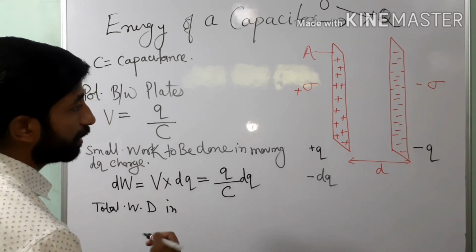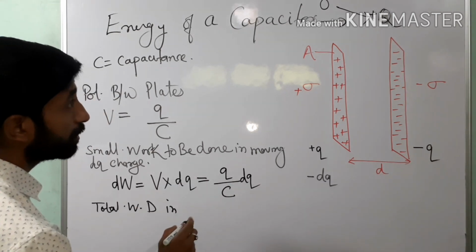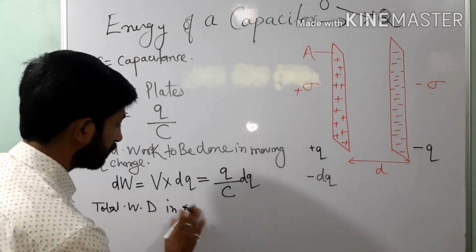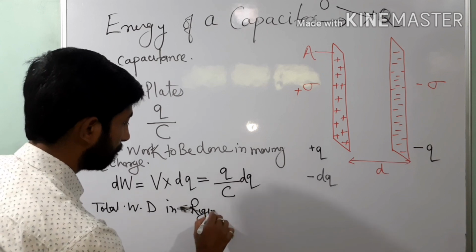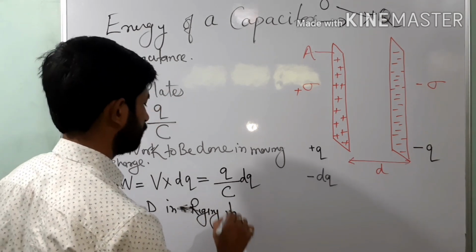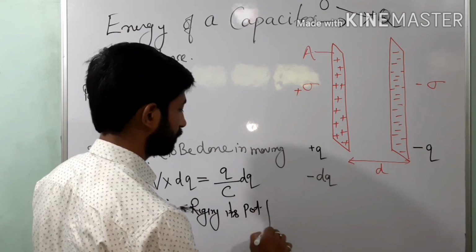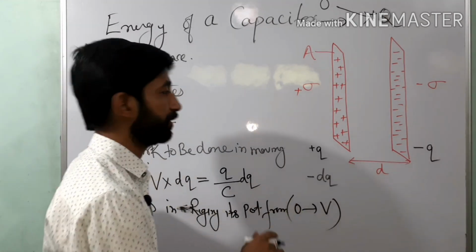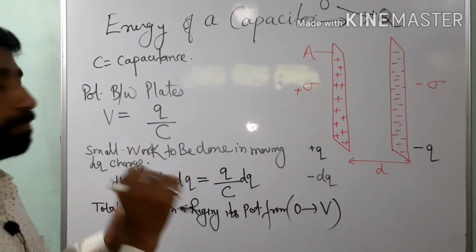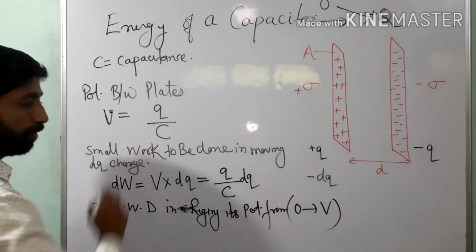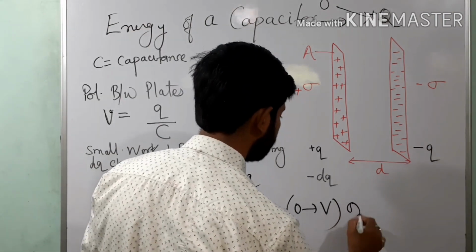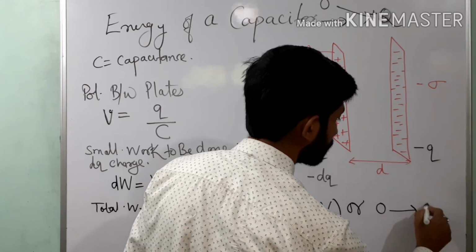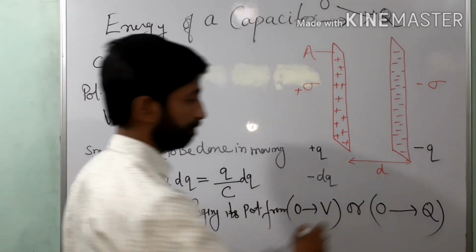in raising its potential from 0 to V, that is the final potential, and this was an intermediate potential, so you can take a small v, does not matter. Or how much was the charge? Initially it was 0 and finally it got to be plus Q.